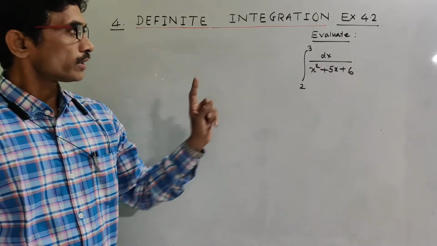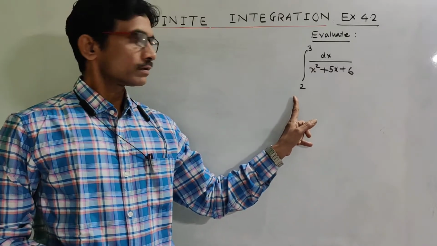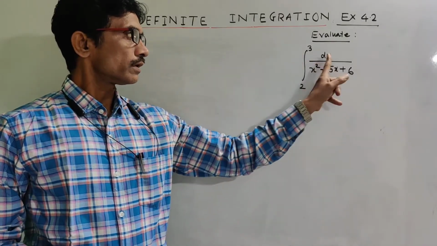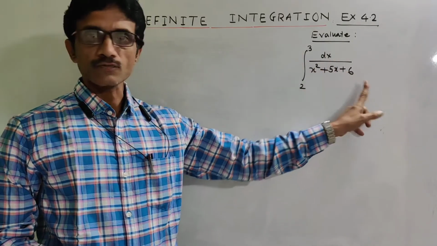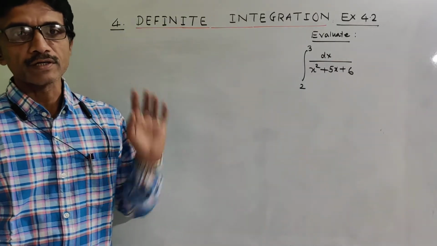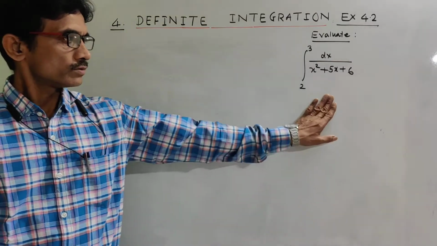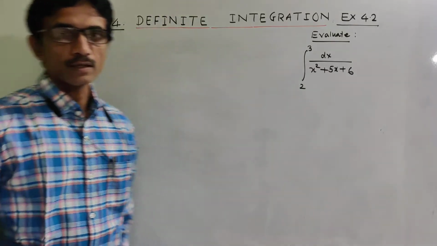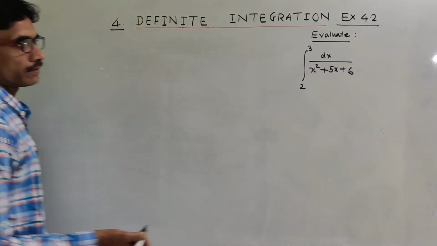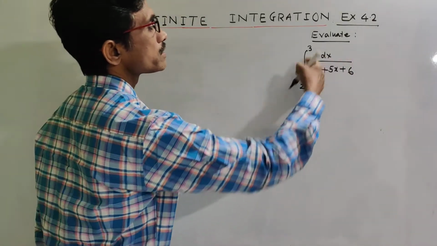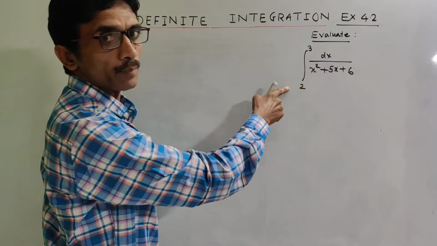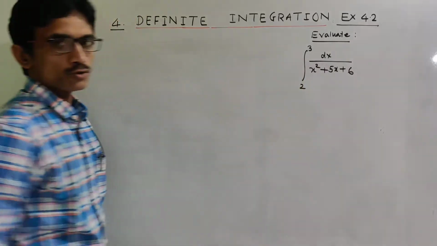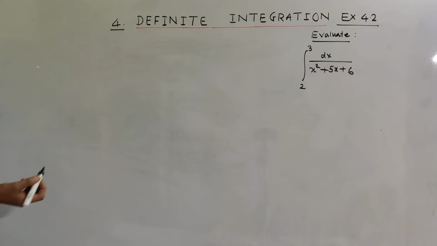In this exercise 4.2, see question number 2, that is the integral from 2 to 3 of dx upon x square plus 5x plus 6. This is a definite integral. We use here the fundamental theorem of integral calculus, and we evaluate this and take the limits. Upper limit is 3, lower limit is 2. So how do we evaluate it?